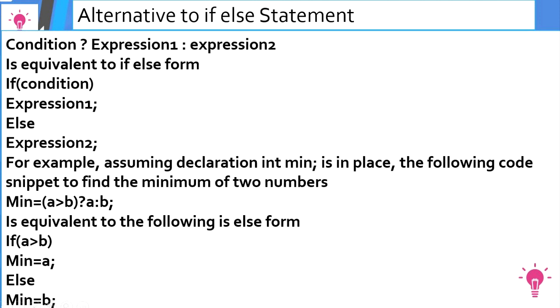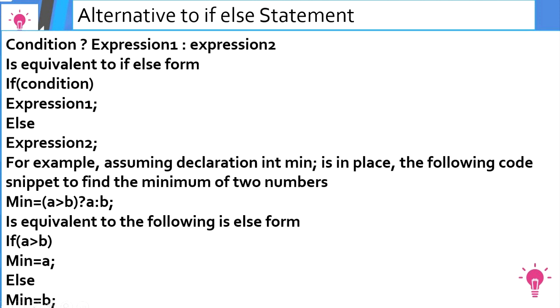Java has an operator that can be used as an alternative to the if else statement. You have already learned about this operator, the ternary operator. The if else statement works like the ternary operator. In fact, the conditional operator can be considered a shorthand version of the if else statement. The conditional operator form, condition question mark expression 1 colon expression 2, is equivalent to the if else form. The syntax goes like this: if condition, expression 1, else expression 2.